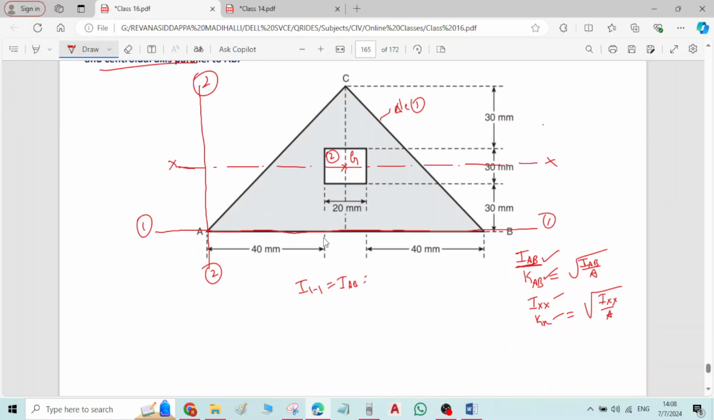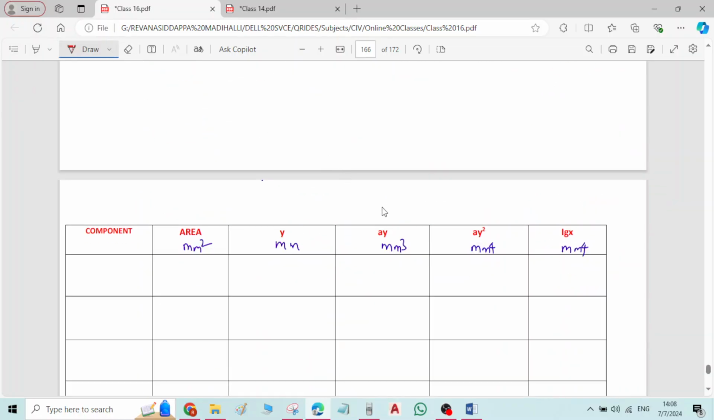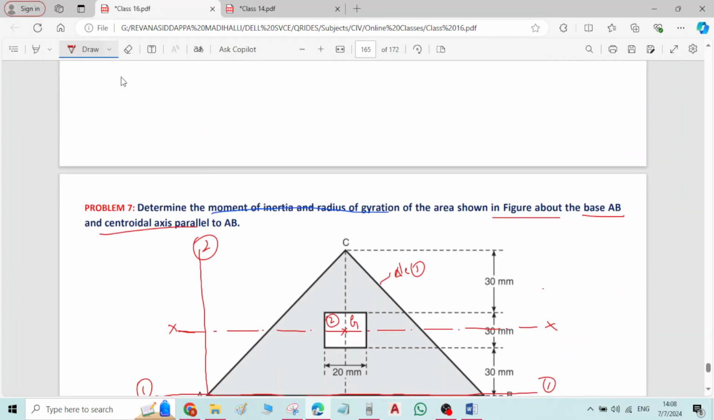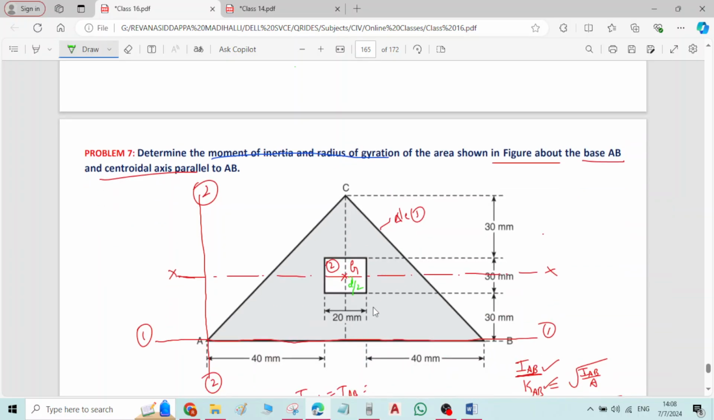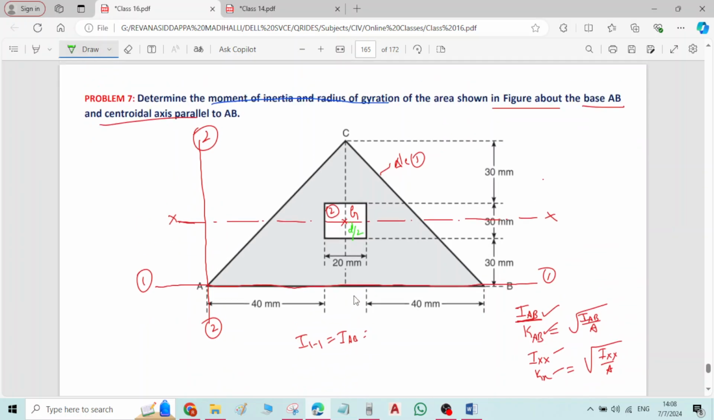Then here you need Y values, no? Let me write the formula for Y. For the rectangle it is d by 2 from its base. For the overall triangle it is h by 3 from the base.